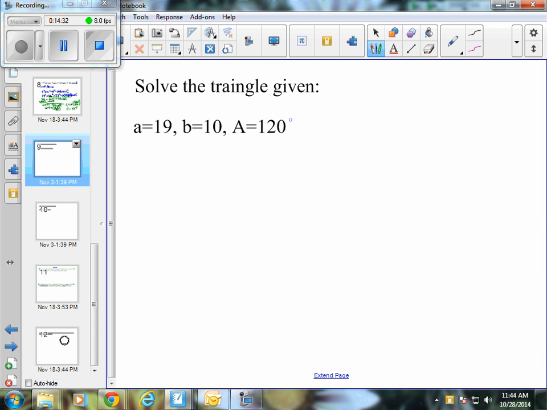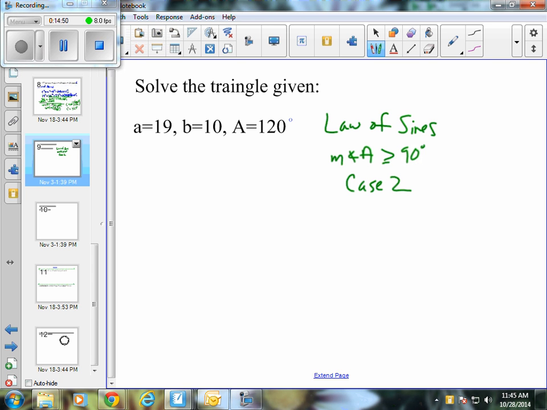For solving the triangle, take a look at the next one. We have 2 sides and an angle. The angle is opposite, so that means we have a law of sines. And let's take a look at what the angle is. The measure of angle A is greater than 90 degrees. So that means it's a case 2.